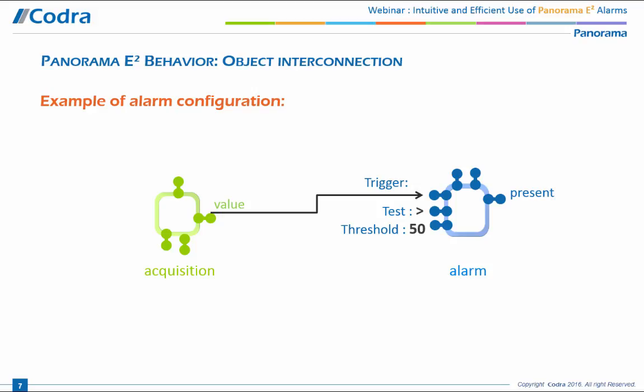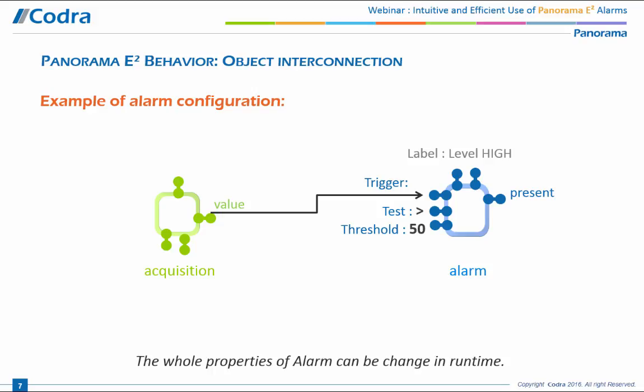You may also plug a variable value in the threshold of the alarm object to follow an approaching set point range, or this can be a measured value, a historical value, a computed trend, etc. Please note that all properties of the alarm can be changed in runtime. You can reconfigure an alarm live.